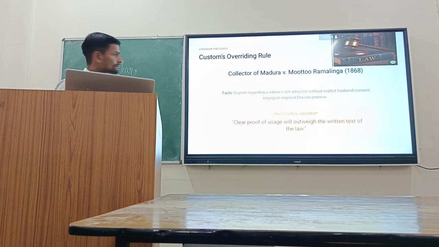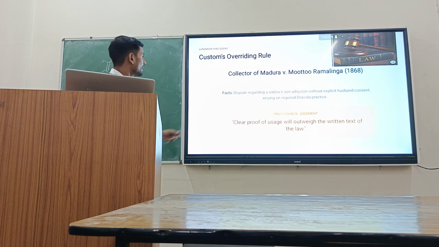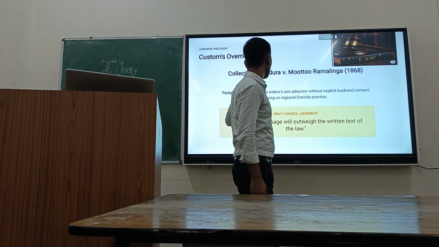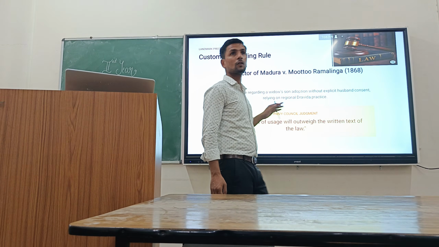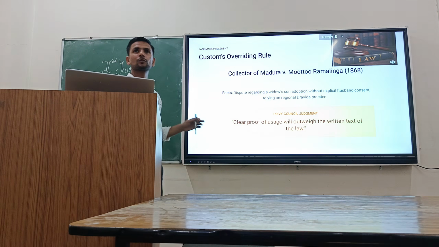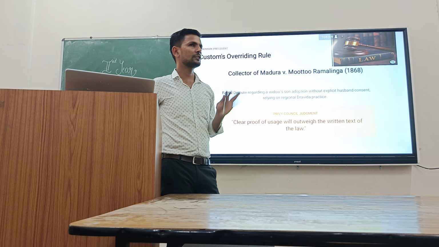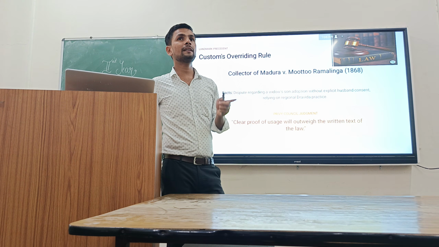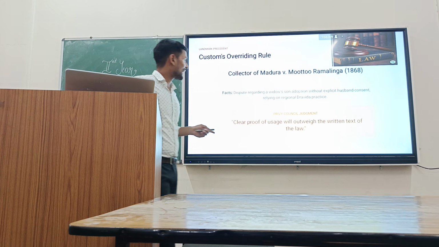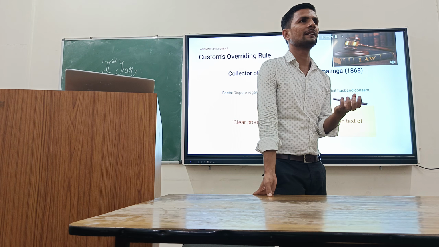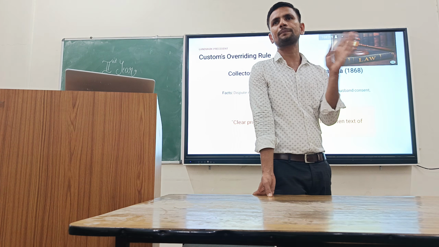In this case, there was a dispute regarding widows and adoption without explicit husband consent, relying on regional private practice. Actually, a particular woman was there and she was a widow. Then her son got married and he also got his son, meaning the particular woman got a grandson. Then that woman wanted to have an adopted son and give her property right to that particular son.